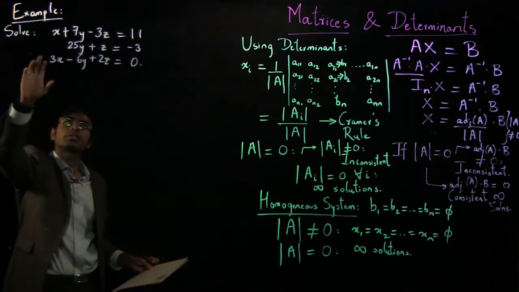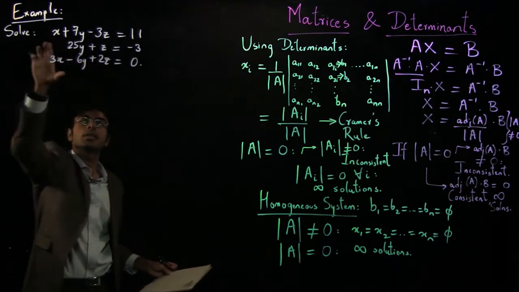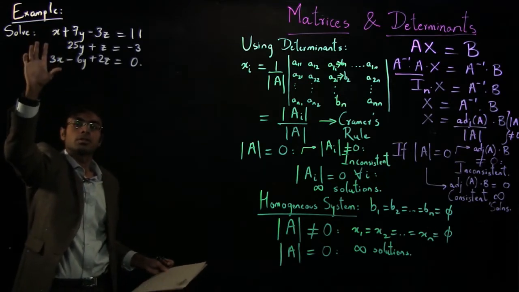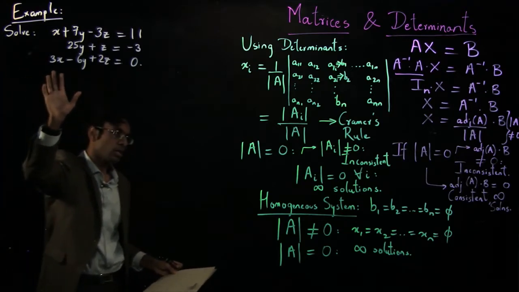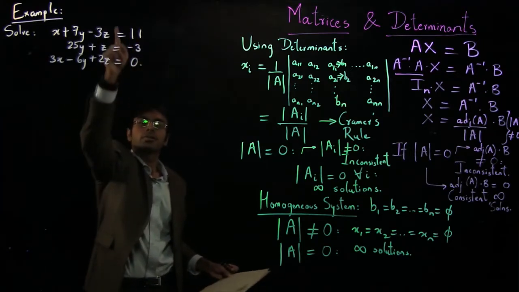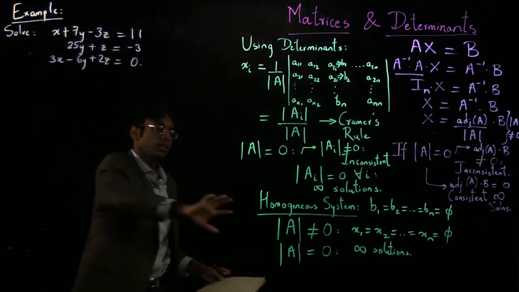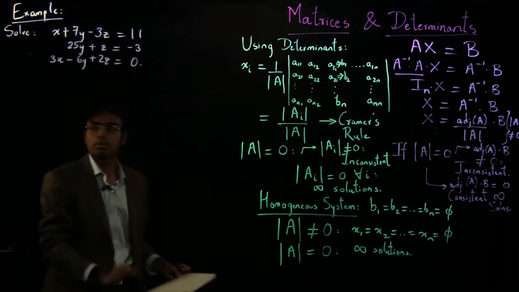So first of all, how many unknowns? x, y, z, 3 unknowns, and you have 3 equations in 3 unknowns. So the number of equations is equal to the number of unknowns. Now the right hand part of this set of equations, 11, minus 3, 0. So clearly it is not a homogeneous system because you have these non-zero elements on the right hand side.